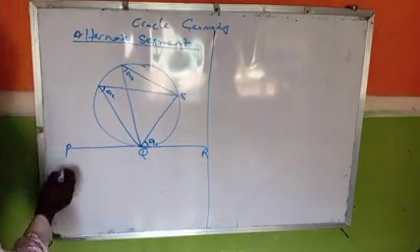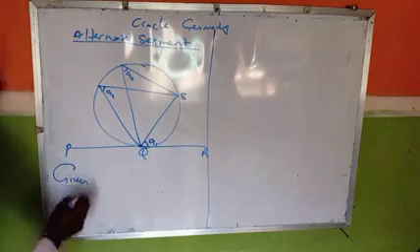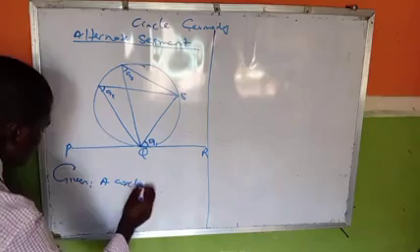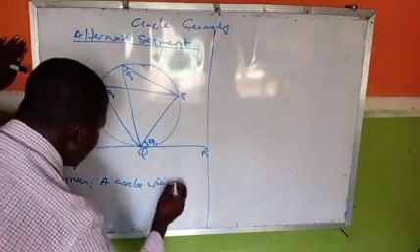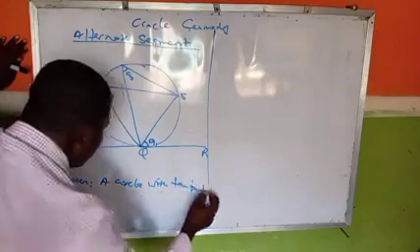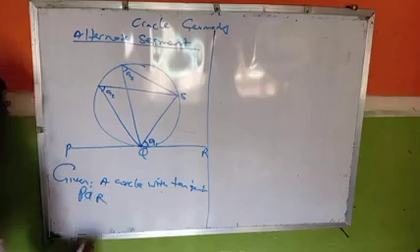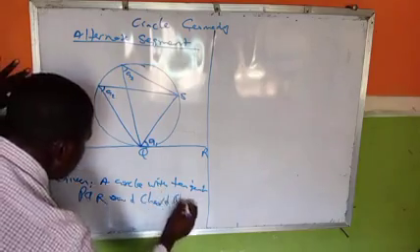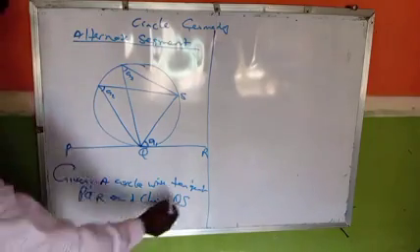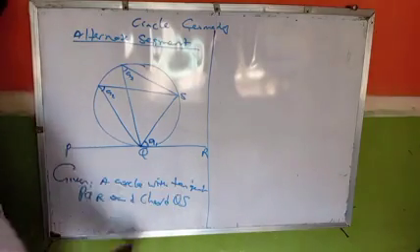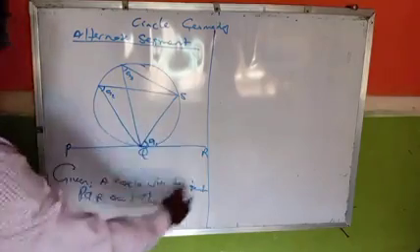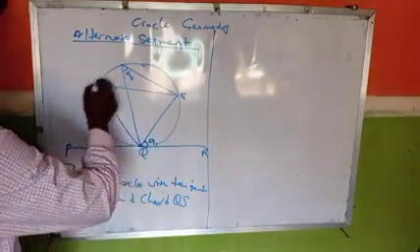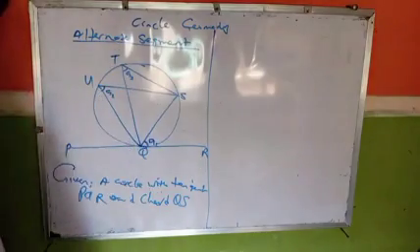So what are you given? You can say given a circle with tangent PQR and chord QX. So this is what you are given: a circle with tangent PQR and chord QX. Then to prove, let's have it like that.